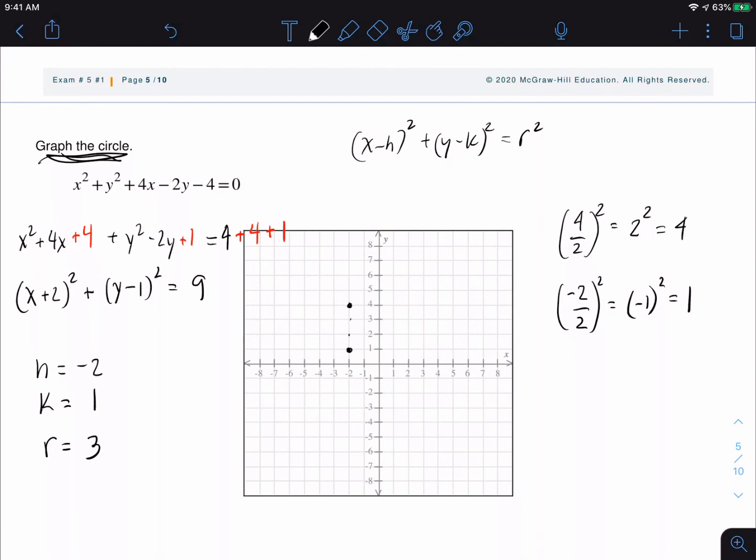There it is. 1, 2, 3. Here it is. 1, 2, 3. There's the next. And then 1, 2, 3. There it is. And this is supposed to be a nice circle. I'm not the greatest circle drawer, but there it is. Does that make sense?